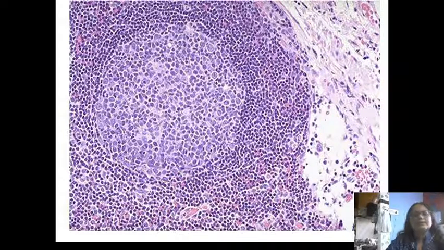This is a microscopic picture of a lymph node germinal secondary follicle with the mantle zone. The darker zone is the mantle zone and the central paler zone is the germinal center. So this is a secondary follicle.